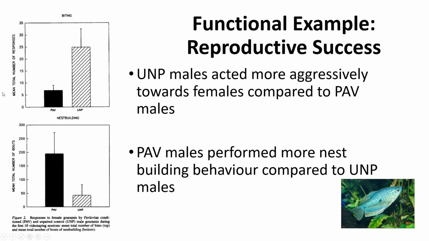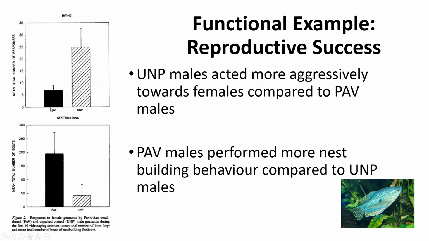For our results here, we can look at two different kinds of behaviors that are a measure of indirect fitness. At the top here, we have biting behavior, which would be an aggressive response. And for both of these graphs, we're looking at mean total number of responses, basically how much are they doing that behavior, where higher means they're doing that behavior more and lower means less. And then we have our two different groups here.